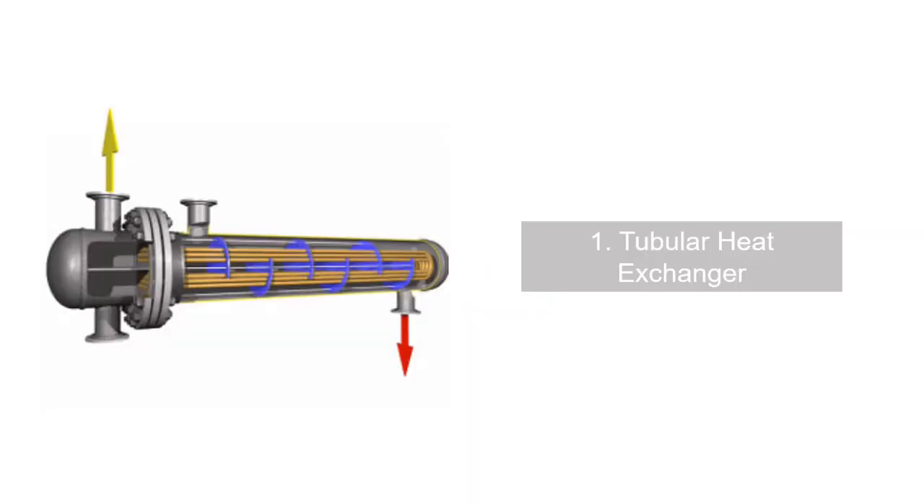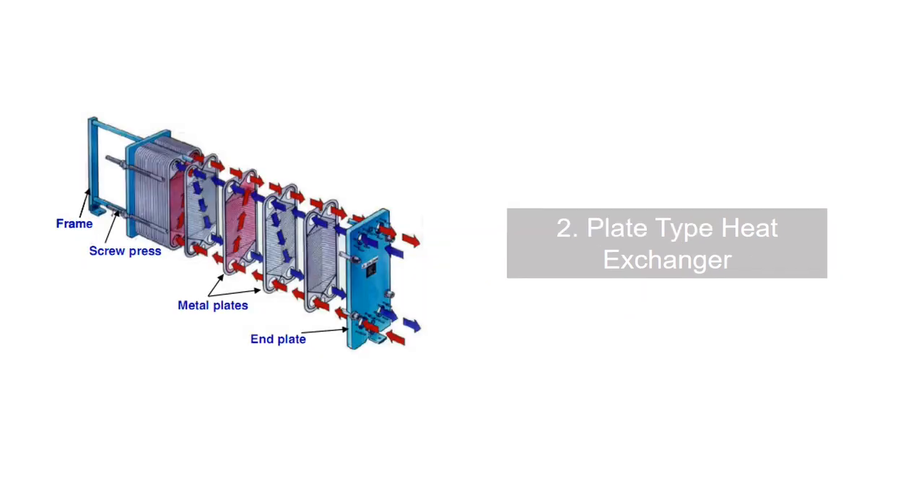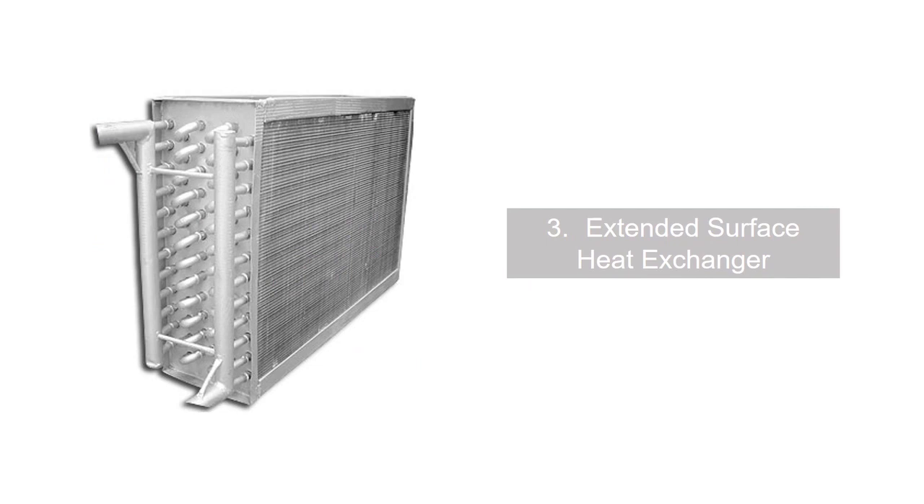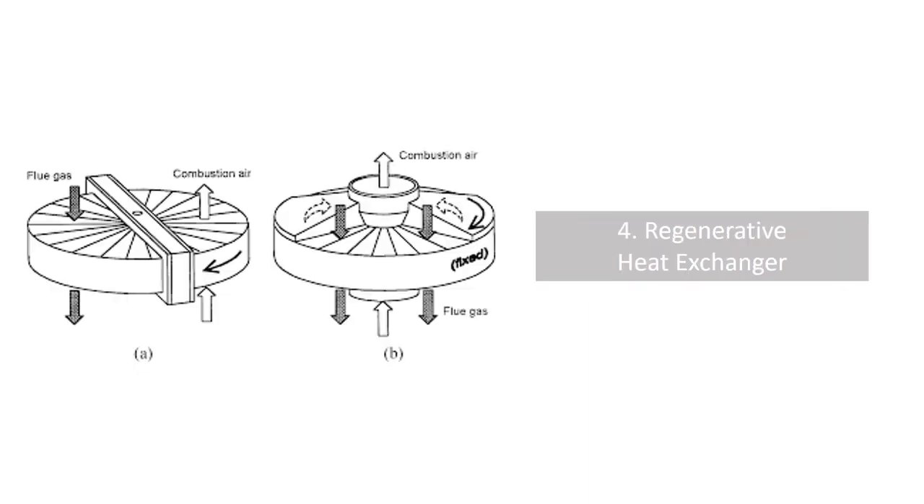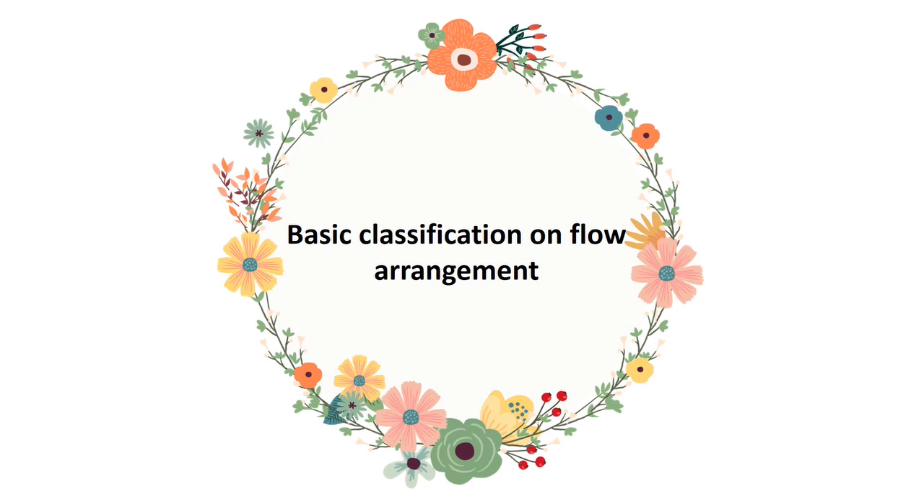First, it's tubular. Tubular can withstand high pressure and has good sealing, which means a low leaking problem. Second is plate type. Third is extended surface. Extended surface involves fins, which increase the surface area for heat transfer. Fourth is regenerative.